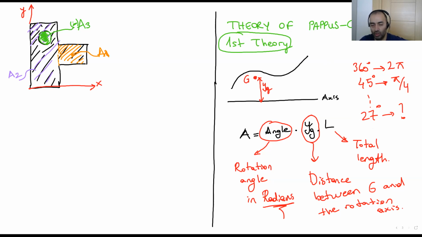The YG, firstly, calculate the centroid point, where it is, find that location, and then calculate the distance between the centroid point and the axis. That's it. This is the distance between these two points. If you multiply these numbers, you're going to get the area. Okay, it's almost the same for the second theory. The second theory is regarding the volume.